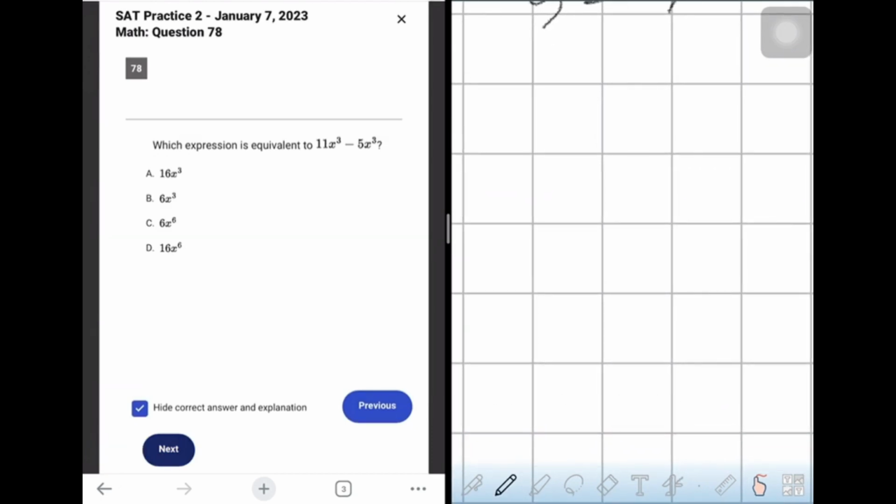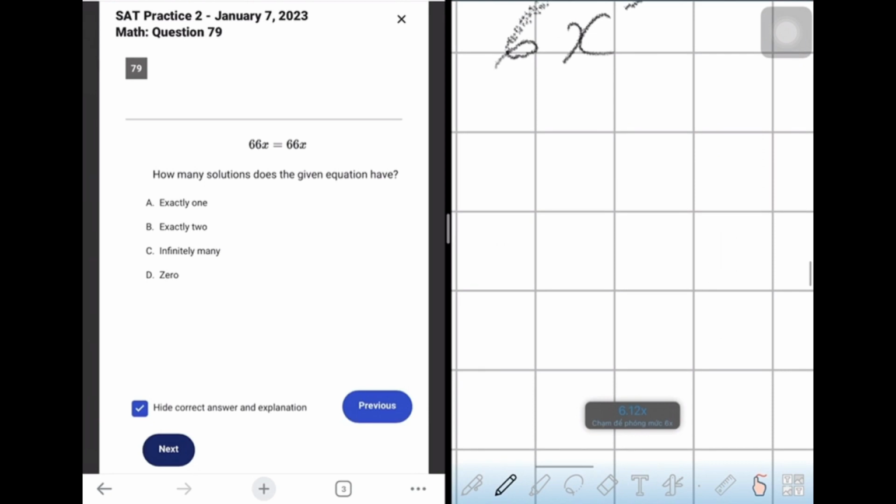This is also a very easy one. Wow, we are lucky today because we just see some very easy questions. I appreciate that. It would be equal 6x cube. And okay, B is my answer.